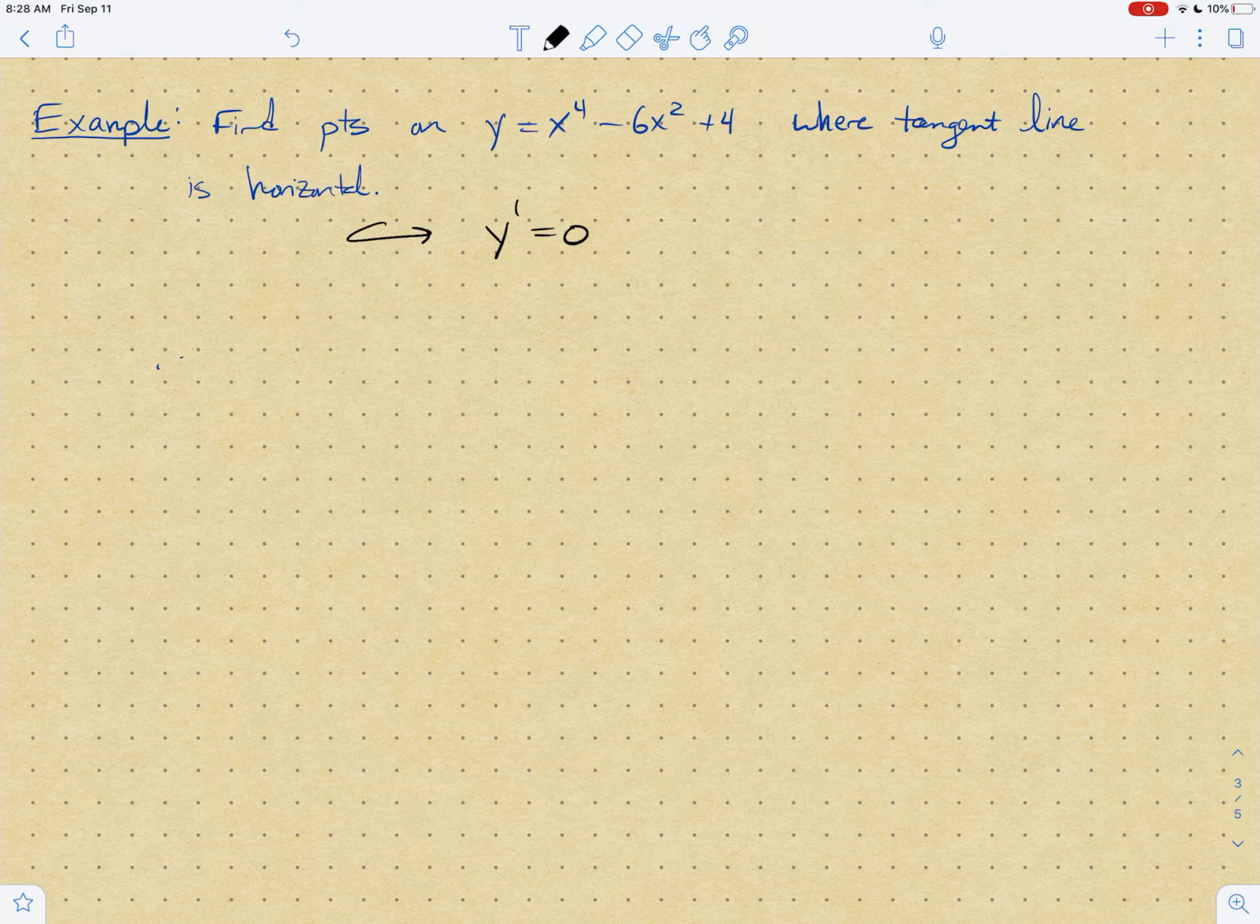So I'm going to go ahead and say, well, okay, fine. Y prime is 4x cubed minus 12x plus 0.